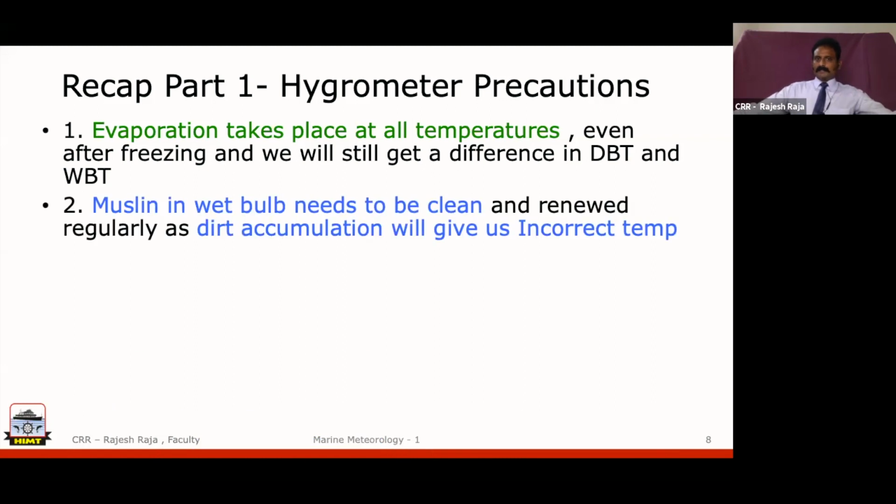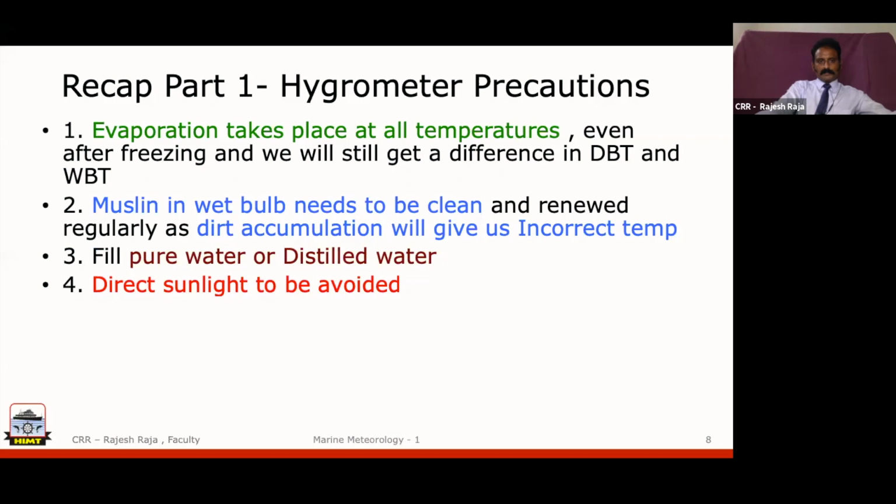Now, the muslin on the wet bulb needs to be clean. So it needs to be renewed regularly. You'll have spares. Dirt and accumulated salt, if it is there in the muslin, is going to give you a wrong wet bulb temperature. So you will get a wrong reading of dew point and humidity. So please check on that. Fill it up with pure water or distilled water. We want to avoid as many impurities as possible. The same reason, impurities give us wrong readings.